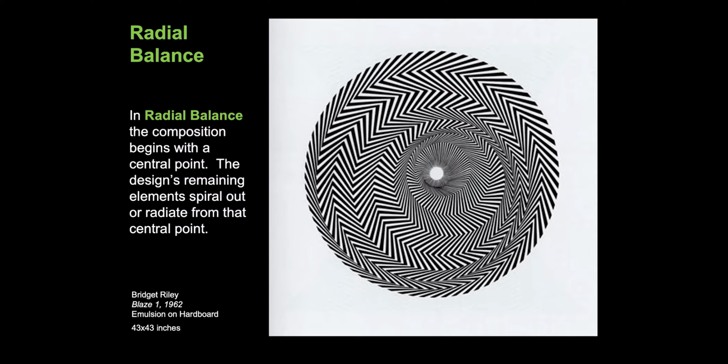Radial balance, of course, is actually a very specific type of symmetrical balance. In other words, wherever you draw an axis through a radially balanced composition, you're going to get mirror images or something very close to that on the other side of the axis. So this Bridget Riley composition here, although it's obviously not exactly symmetrical, it is basically following that radial balance format.